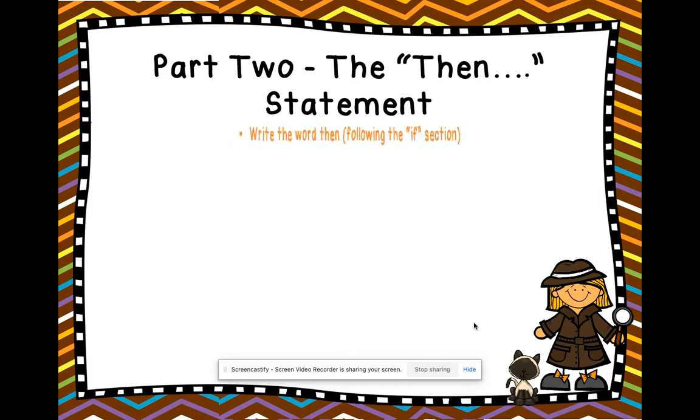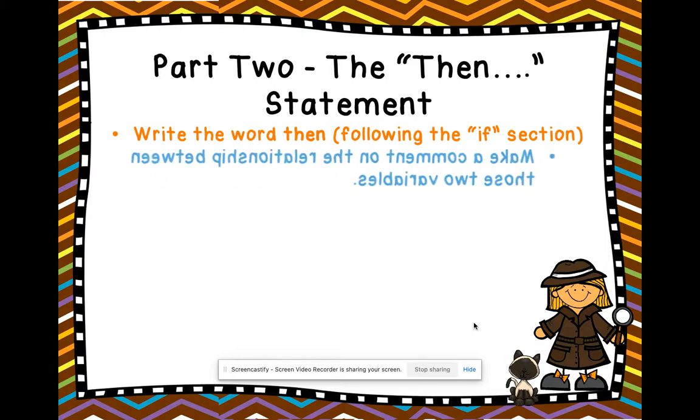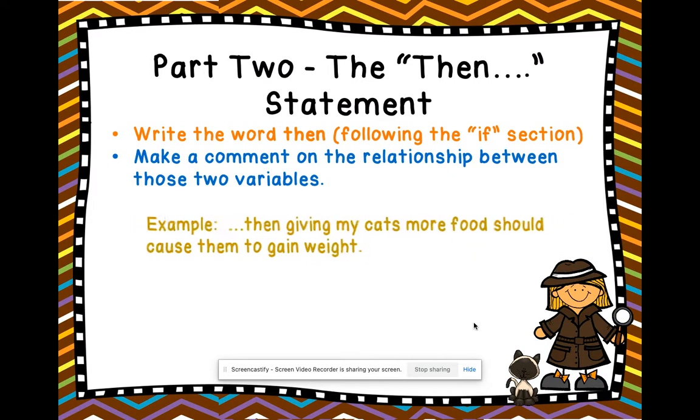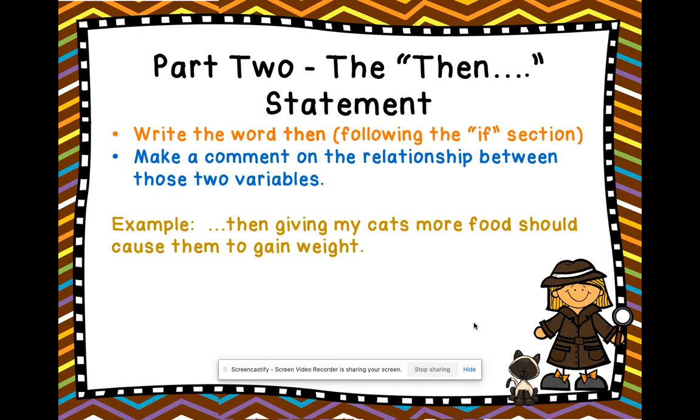Part two, okay? Write down the word following the word if. You are making a prediction. Remember, you could be right, you could be wrong, and that is okay. You are just defending your answer. Make a comment or a statement. What do you think will happen? Again, that student is testing the amount of cat food. They're telling me if I add more cat food, what will happen to the weight?